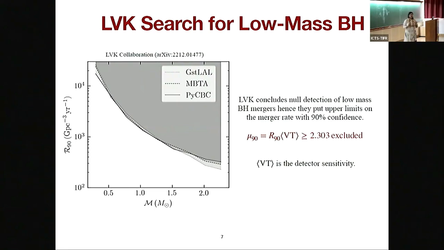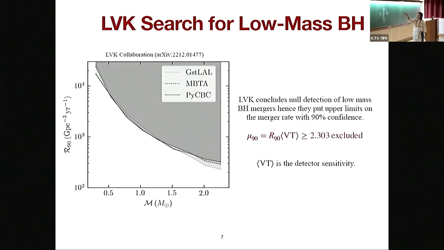neutron star merger without even seeing its electromagnetic counterpart, because so far we have seen the electromagnetic counterpart for only GW170817. So as LVK says that they have not detected any such low mass black holes, from the non-detection we can put some upper limit on the merger rate of these low mass black holes. So the x-axis is the charge mass, and the y-axis gives the merger rate of the low mass black holes. So if the number of events is greater than 2.303 for any low mass black hole merger, it is excluded at 90% confidence limit.